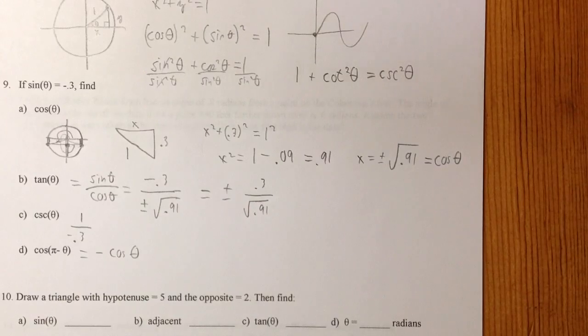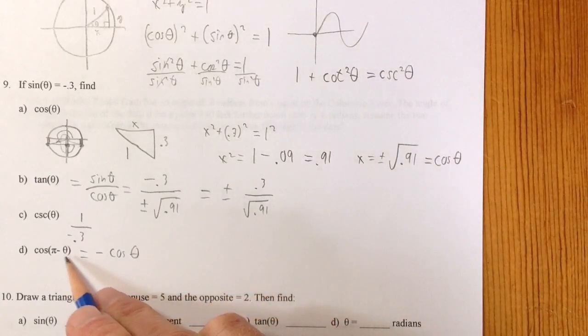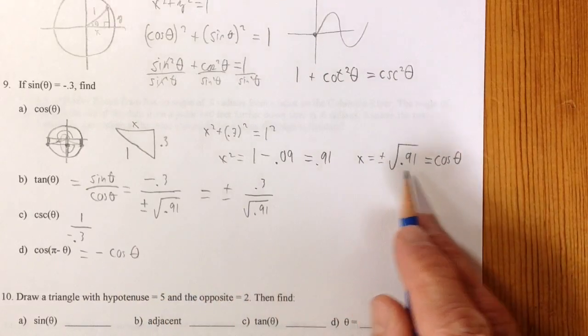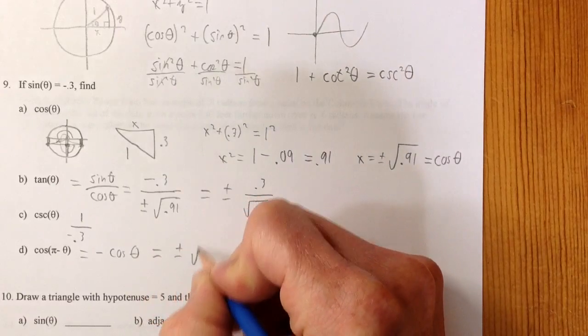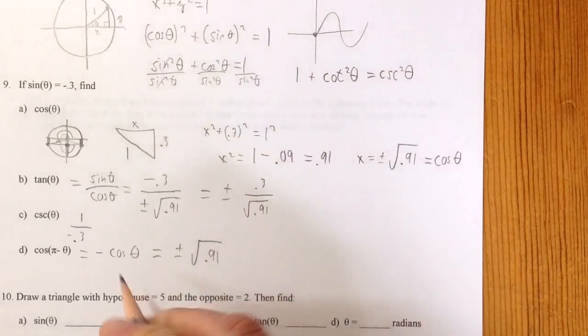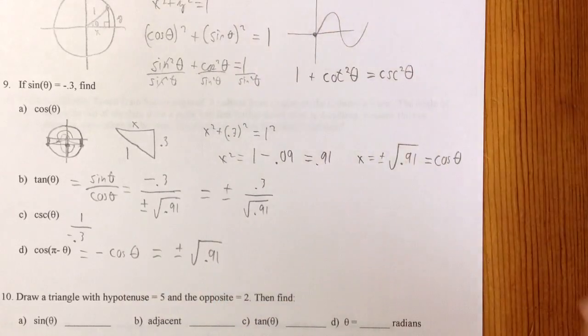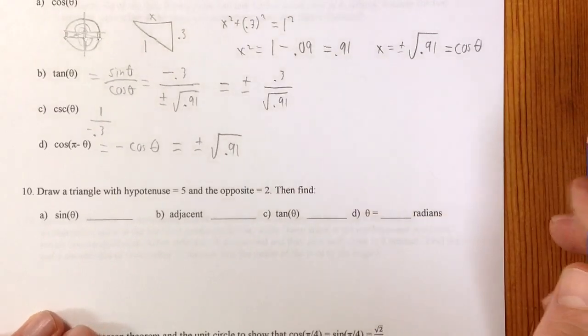And that would just mean that we take, so then we know cosine theta is plus or minus the square root of 0.91. So again, it's the same thing. It's plus or minus the square root of 0.91. But if one of them was plus, then we take the minus. If one of those is minus, then we take the plus. Okay, so that's how that one works, just using these relations.